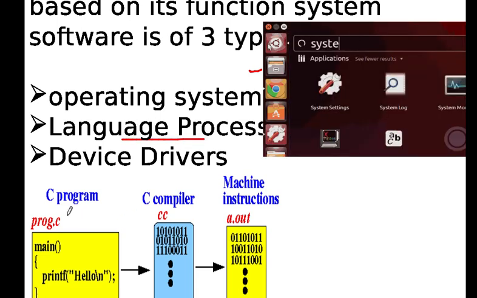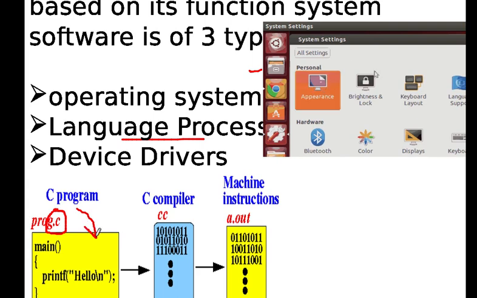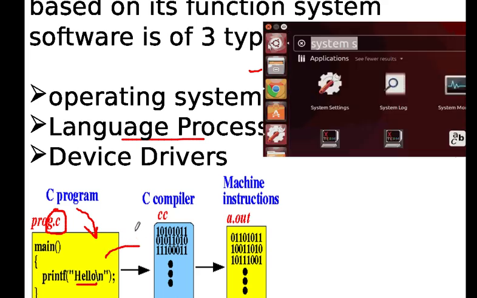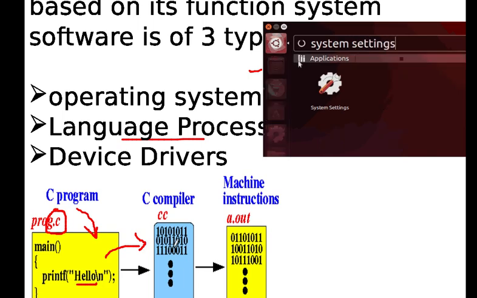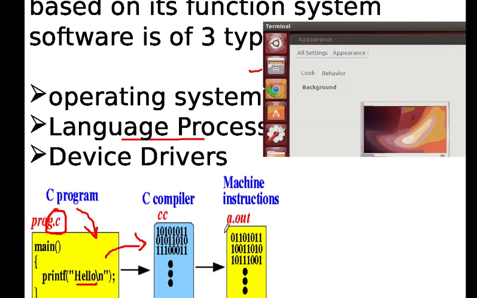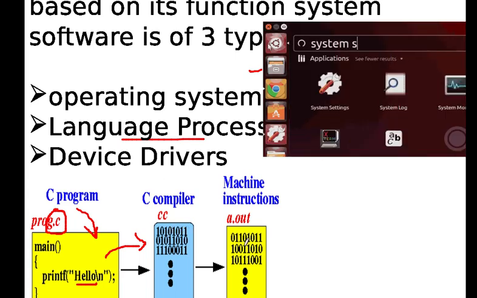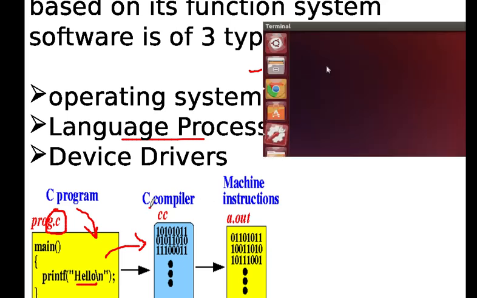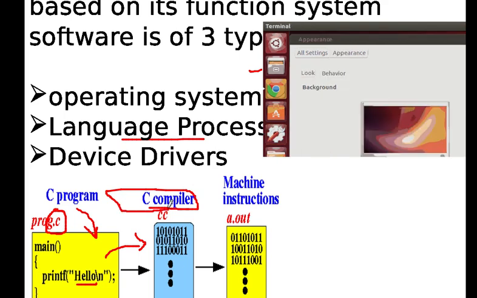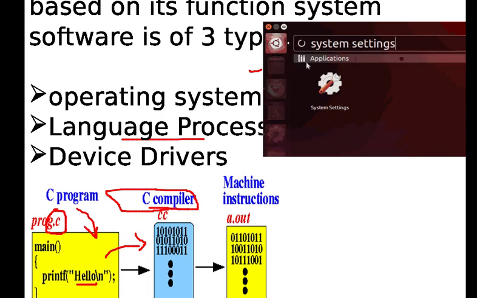So language processor means, here I am taking a simple C program. This is C language. Here I am printing the message hello. After compiling, this will be translated from this language into machine readable language, right? Machine language means 01 01 01. How is it translated? Based on software. Which software? Compiler. Which language compiler? C language compiler. We'll discuss this later, but for understanding purposes I am telling this. This is a language processor.